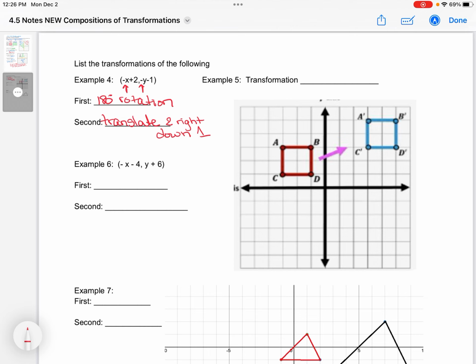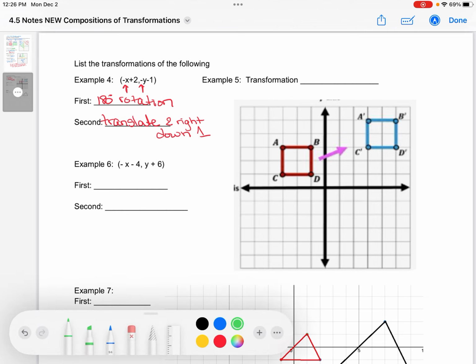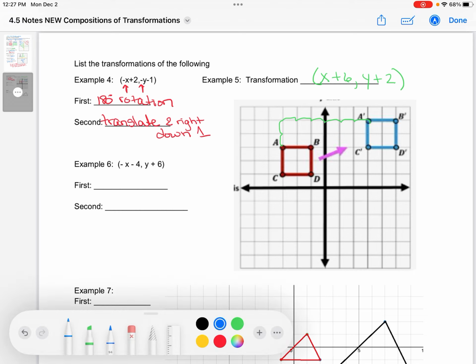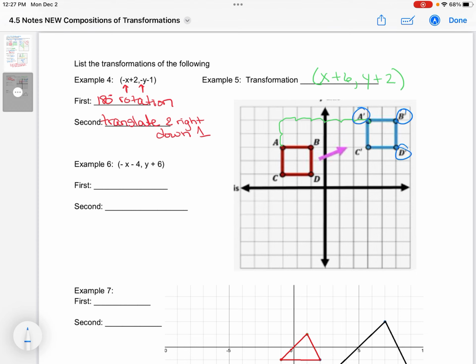Okay, so when we look at the next one, it's just a translation because everything stays in the same relative place. If it was a reflection, A and B would switch places, but they don't. So I'm going to go 1, 2, 1, 2, 3, 4, 5, 6. Okay, so the transformation is going to be x plus 6, y plus 2. And I know that I'm going from the red one to the blue one because the blue one has the little prime symbols. So pre-image, image.